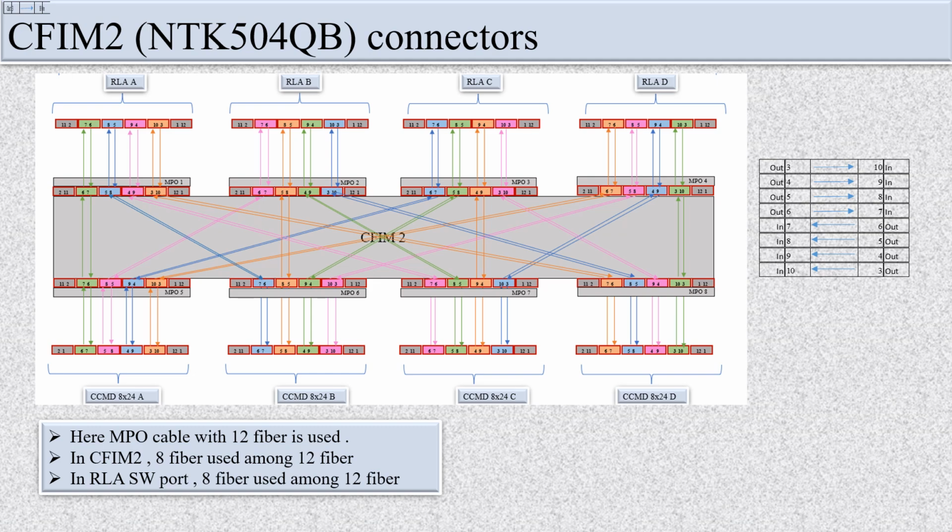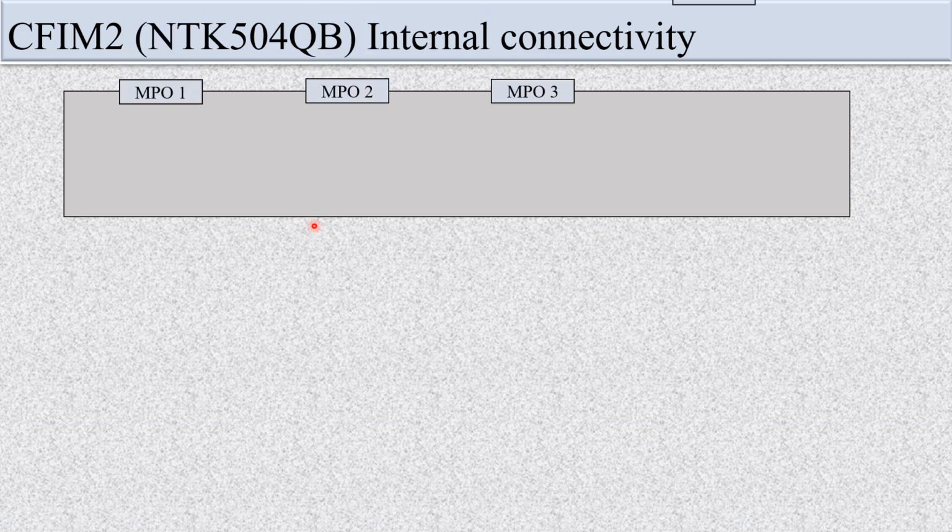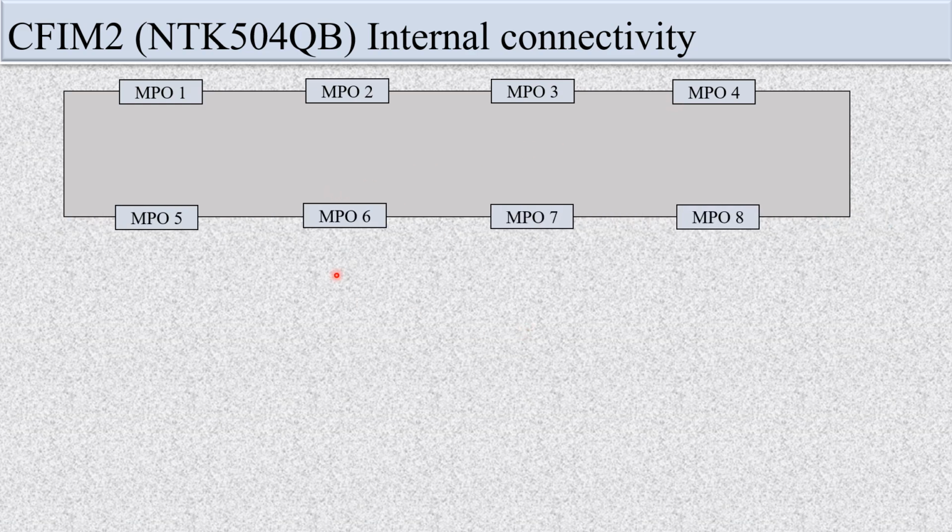So let's see the internal connectivity of CFIM2. NTK504QB is the back code. So let's see how the internal connectivity is inside the CFIM2. You can see in CFIM2 there are 8 ports: MPO 1, 2, 3, 4, 5, 6, 7, 8. Now you can see MPO port number 1 is connected to MPO port number 5 via one fiber pair. An MPO port has 12 fiber, meaning 6 fiber pair. So it uses 4 fiber pair to connect with 4 different MPO ports.